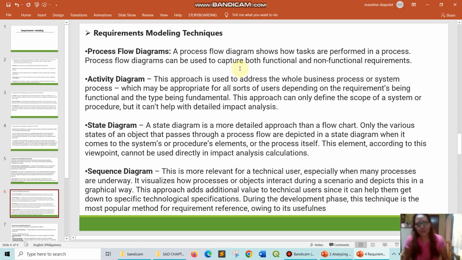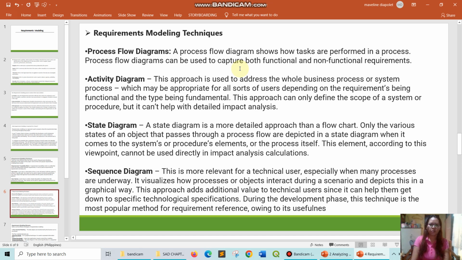So sa activity diagram, this approach is used to address the whole business process or system process, which may be appropriate for all sorts of users depending on the requirements being functional and the type of being fundamentals. This approach can only define the scope of a system or procedure, but it can help with detailed impact analysis.